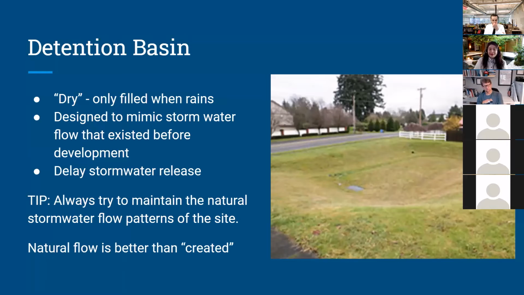So here I want to share one tip that I found really useful for the exam. Whenever you find questions or case studies that give you the option of maintaining the natural stormwater flow pattern of the site or creating one, you are always going to choose the natural one, because natural flow is always better than a created flow. It doesn't matter if you do the perfect stormwater management plan. The existing pattern of the site is always going to be the best option.